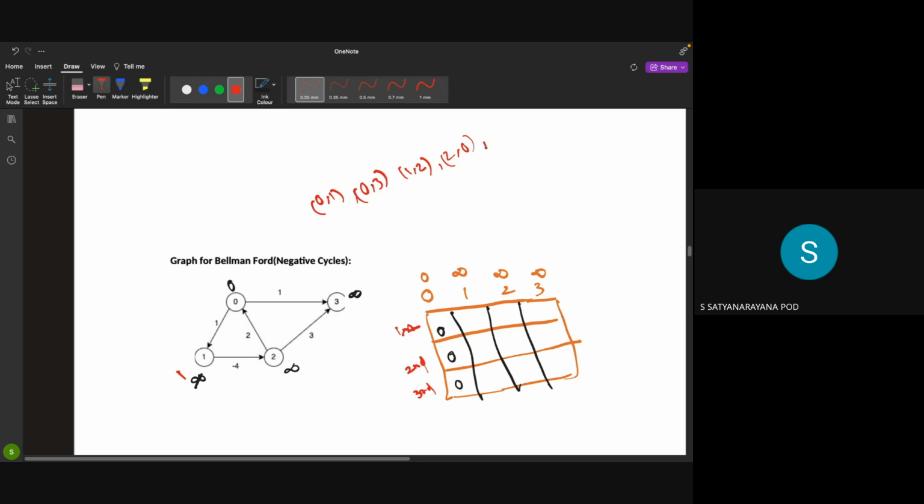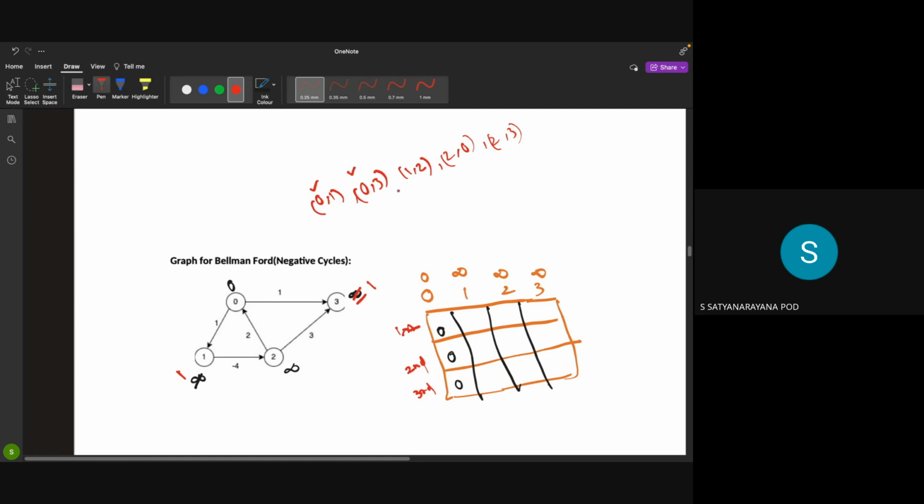Next edge is 2 to 3. Yeah, this is our edges. So now let you see that. So 0 to 1 we have done it. This is done. Next 0 to 3. So 0 to 3, already its infinite is there. You are updating with weight 1. So 0 to 3 is done.